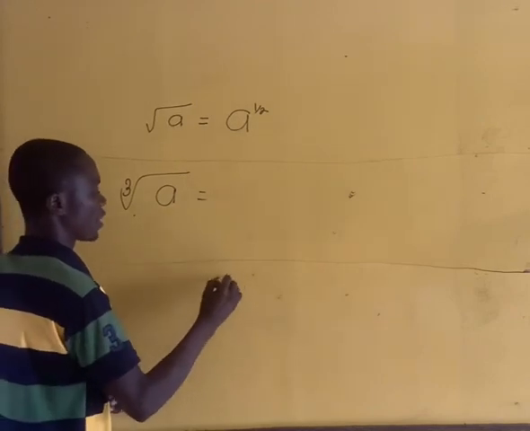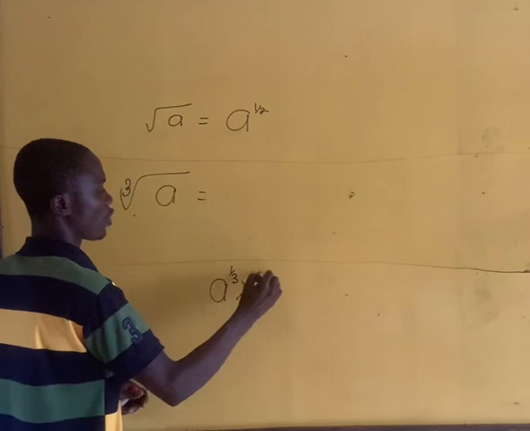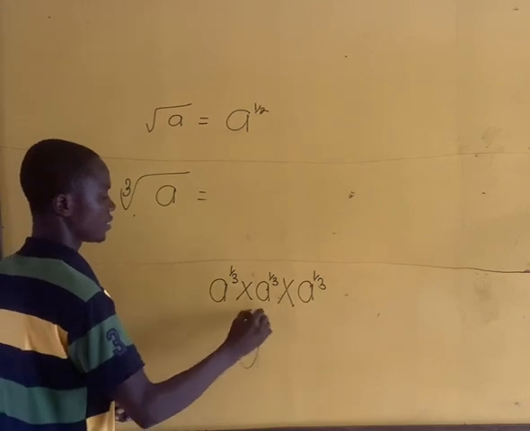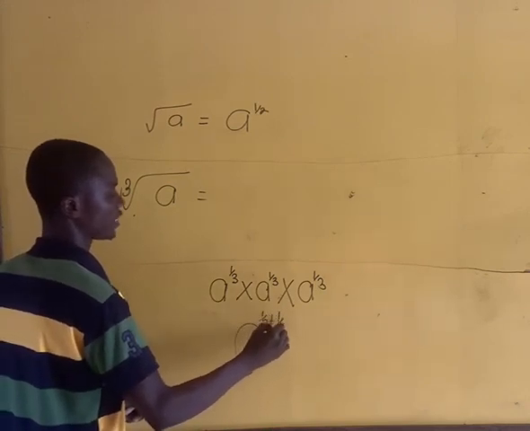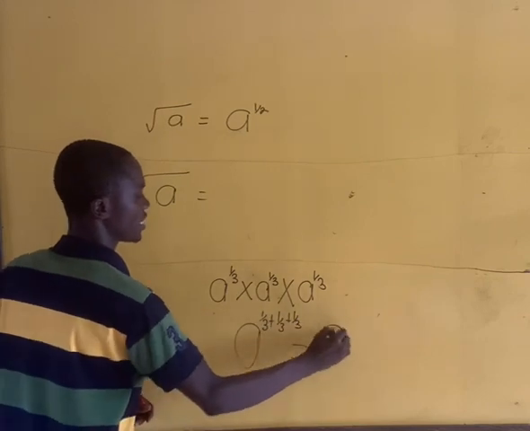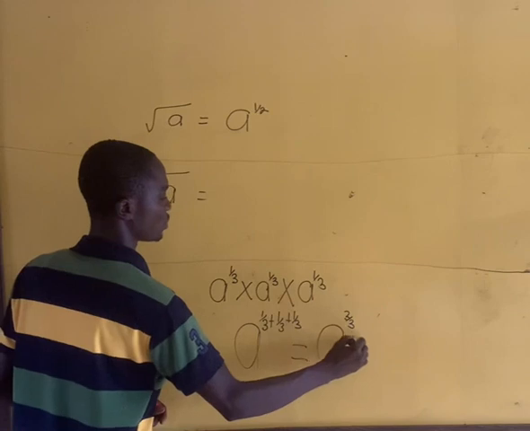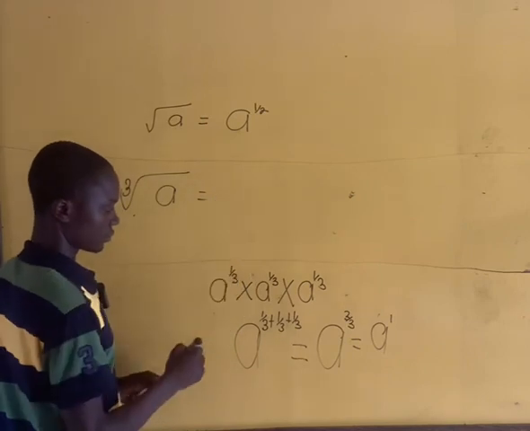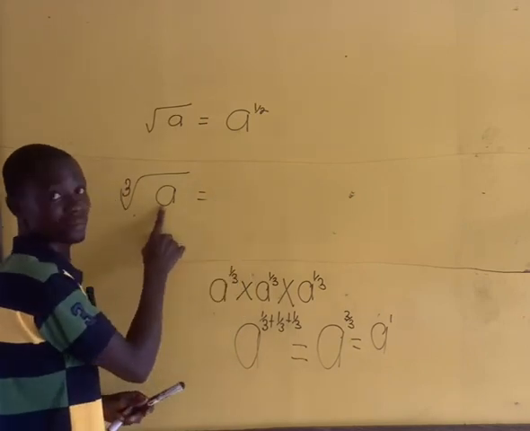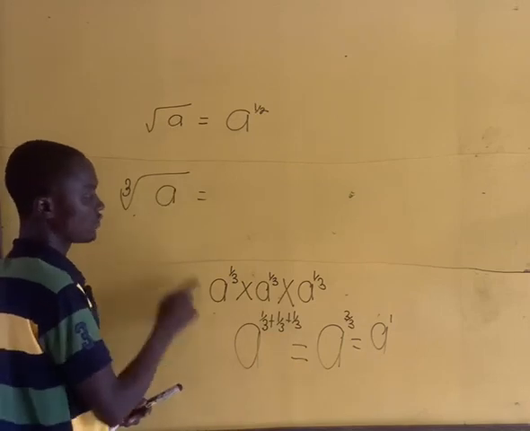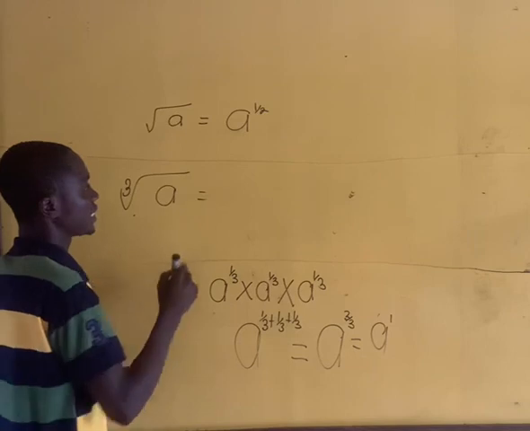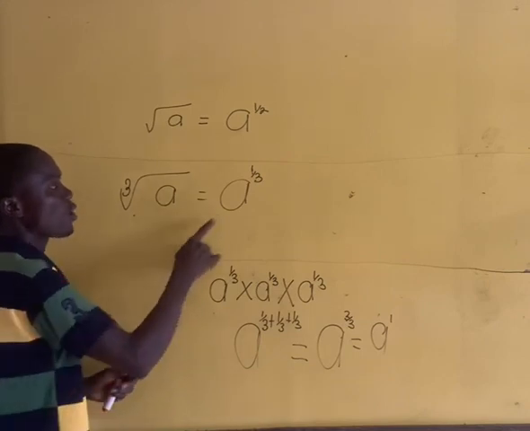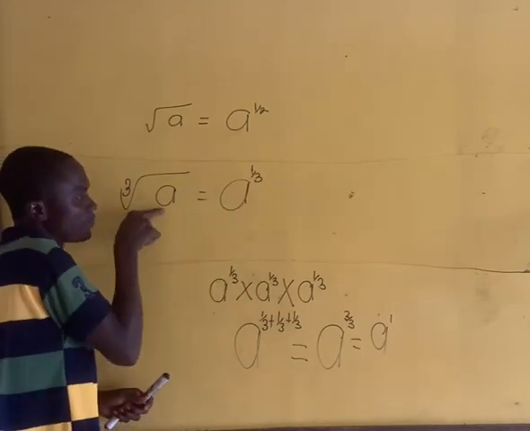Let me take A power 1 out of 3 times A power 1 out of 3 times A power 1 out of 3. This will give me A power 1 out of 3 plus 1 out of 3 plus 1 out of 3, which is equal to A power 3 out of 3, which is equal to A power 1, which eventually gives A. Wow. It means that the cube root of A is A power 1 out of 3, meaning that A power 1 out of 3 will multiply itself 3 times to give me A here.